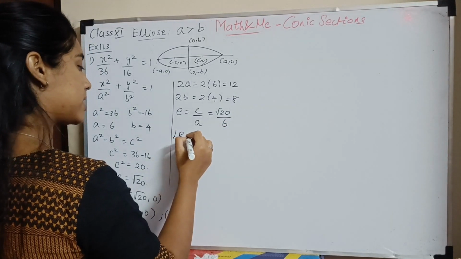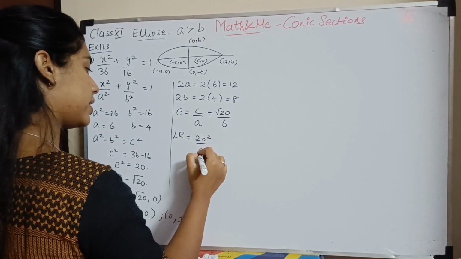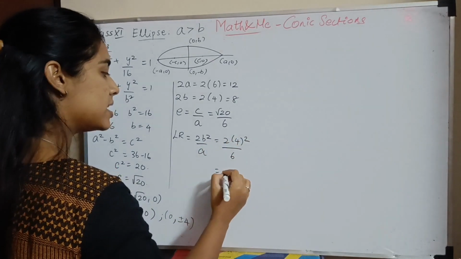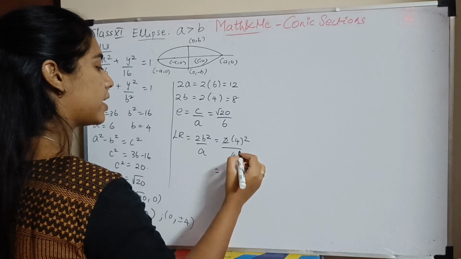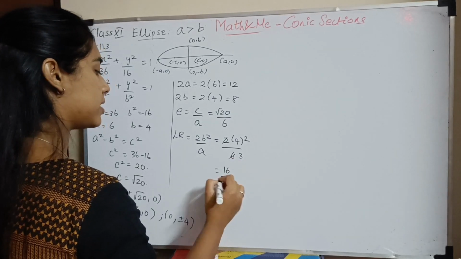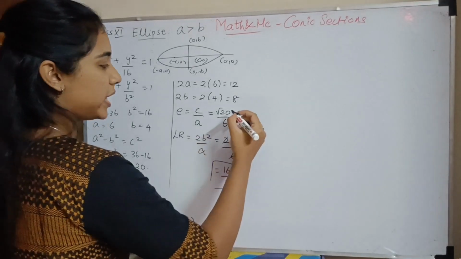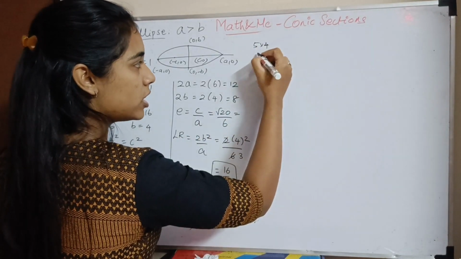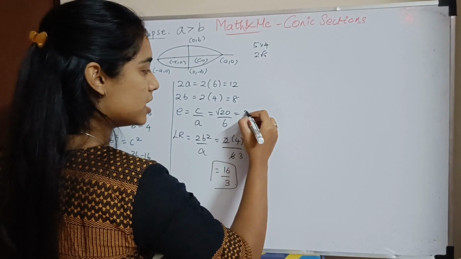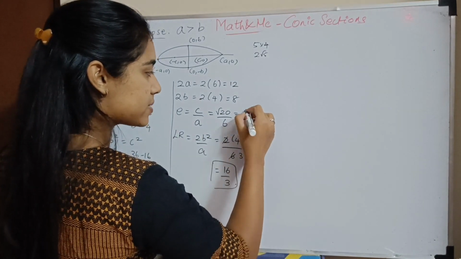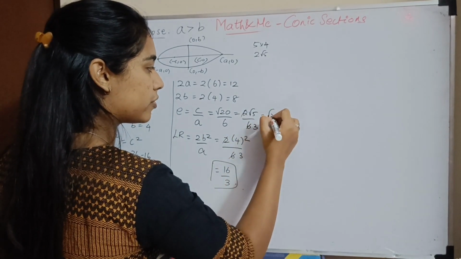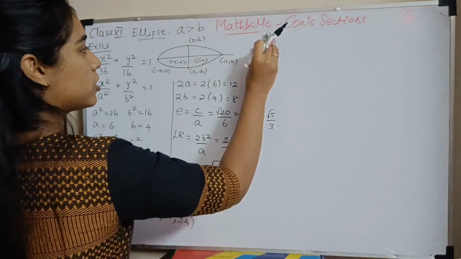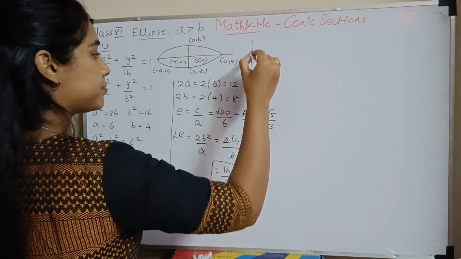And what is the length of the latus rectum? 2b square divided by a, which is 2 times 4 square divided by 6. So 2 and 6 go off, I have a 3. 16 divided by 3. So this is the final answer. Here root 20 by 6 can also be simplified. 20 is 5 times 4, which is 2 root 5. So I have 2 root 5 divided by 6. When I cancel this, I have root 5 divided by 3. This is the eccentricity. Now moving on to the next question.